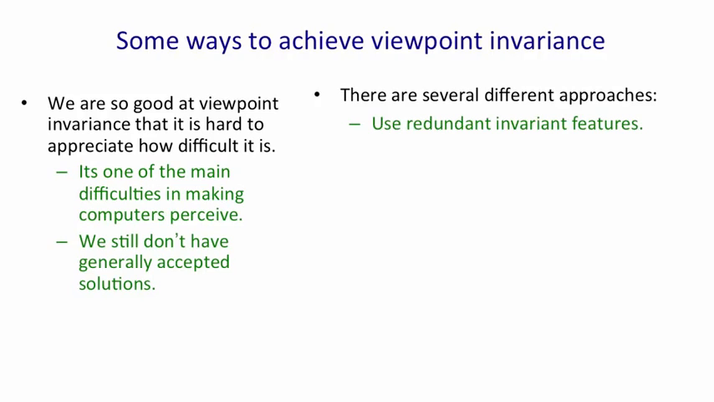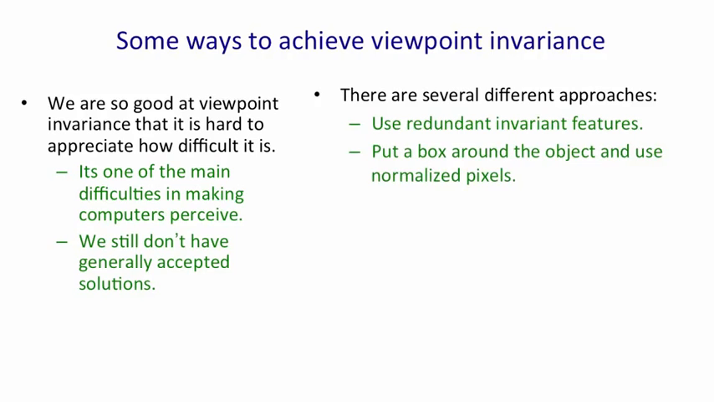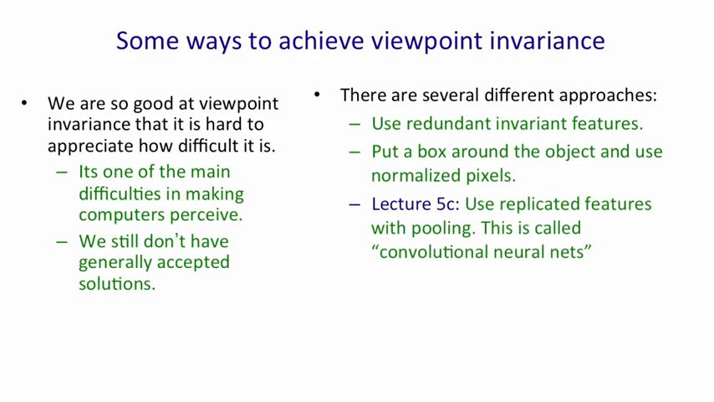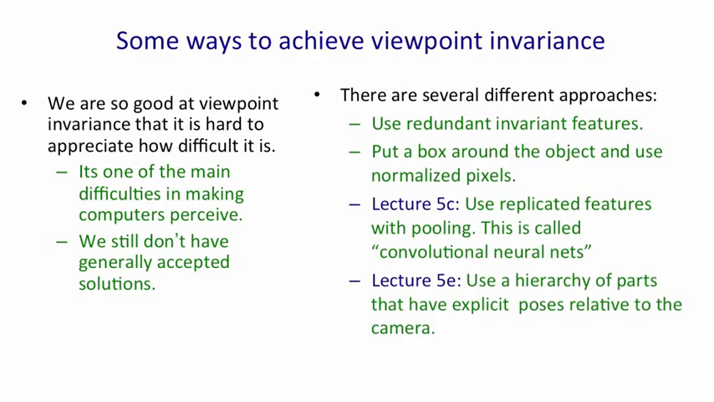The first approach is to use redundant invariant features. The second approach is to put a box around the object so that you can normalize the pixels. The third approach is to use replicated features and pool them. This is called convolutional neural nets, and I'll go over that in great detail. And the fourth approach, which I'll talk about at the end of the lecture, is to use a hierarchy of parts and to explicitly represent the poses of the parts relative to the camera or retina.